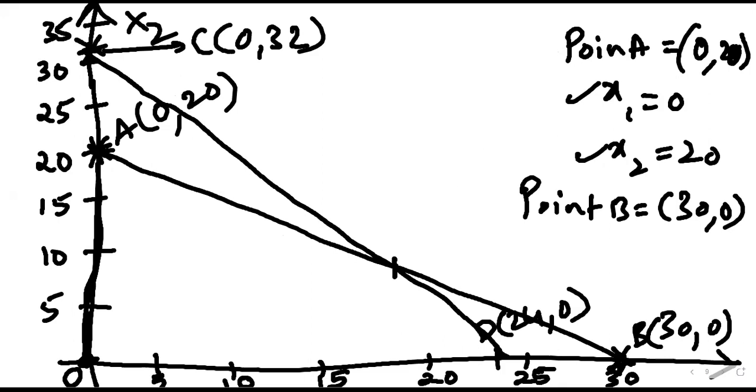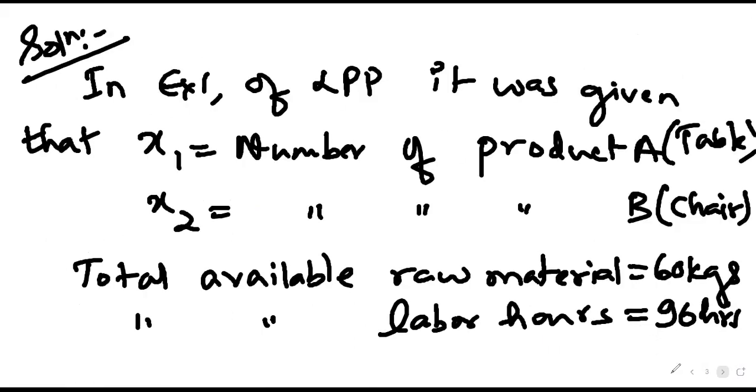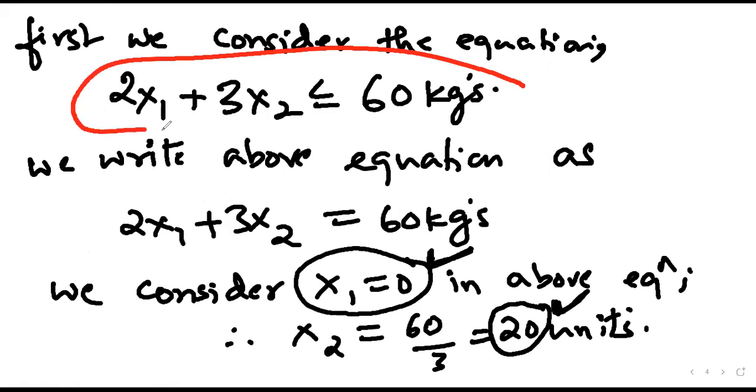Now next, here we have an important point. Has everyone finished drawing this graph? Yes, sir. Okay, so just focus here. It's very important that this is one single line. And what was the equation? First equation: 2x1 plus 3x2 is smaller than or equal to 60 kgs.